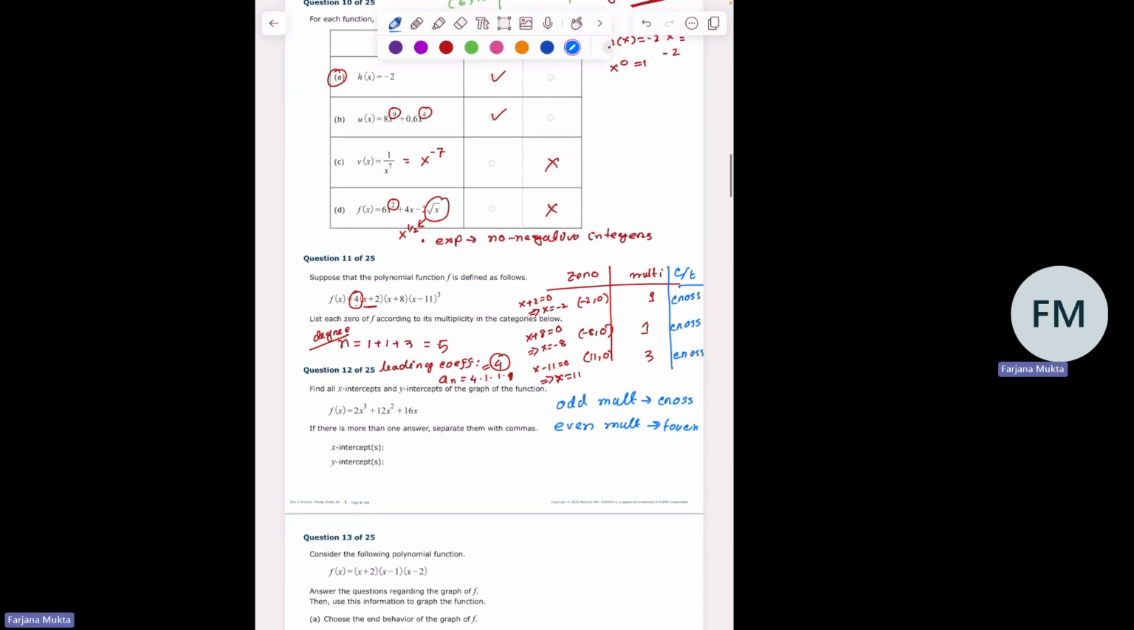All right. For the next one, find the x and y intercept. It's pretty straightforward. For x-intercept, set y equals 0, and for y-intercept, you need to set x equals 0, right? So if you set x equals 0, you will get y equals 2 times 0 plus 12 times 0 plus 16 times 0. So actually, the y-intercept is just 0, right? y equals 0.